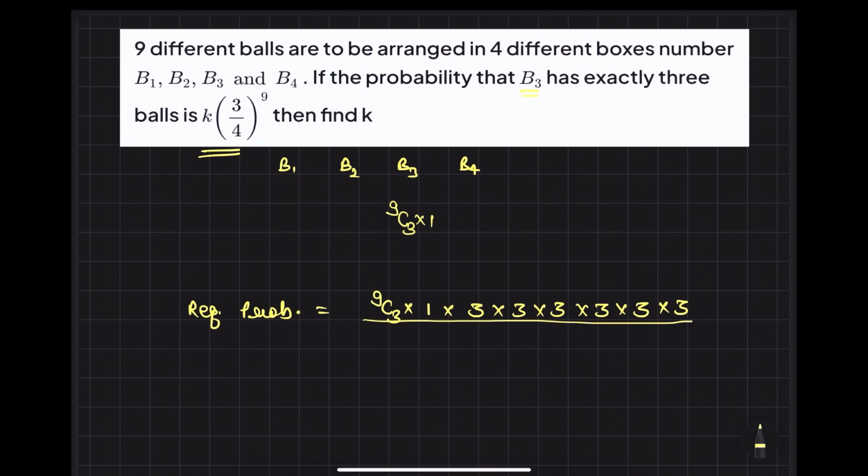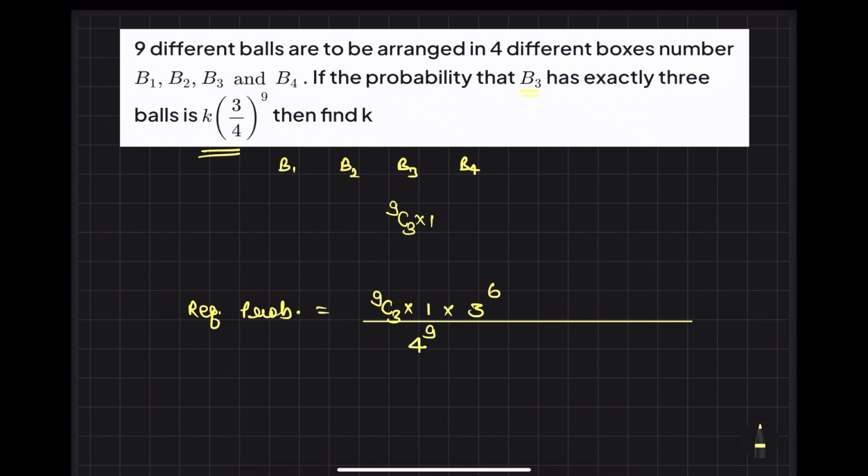Now, this is the favorable case. Now we have to go through the total number of cases. So ball number 1 will have how many choices? 4 choices. It can go into box 1, box 2, box 3, or box 4. Okay, so the same thing will keep on going, how many times? 9 times. So can I write this as 3 to the power 6 over 4 to the power 9?